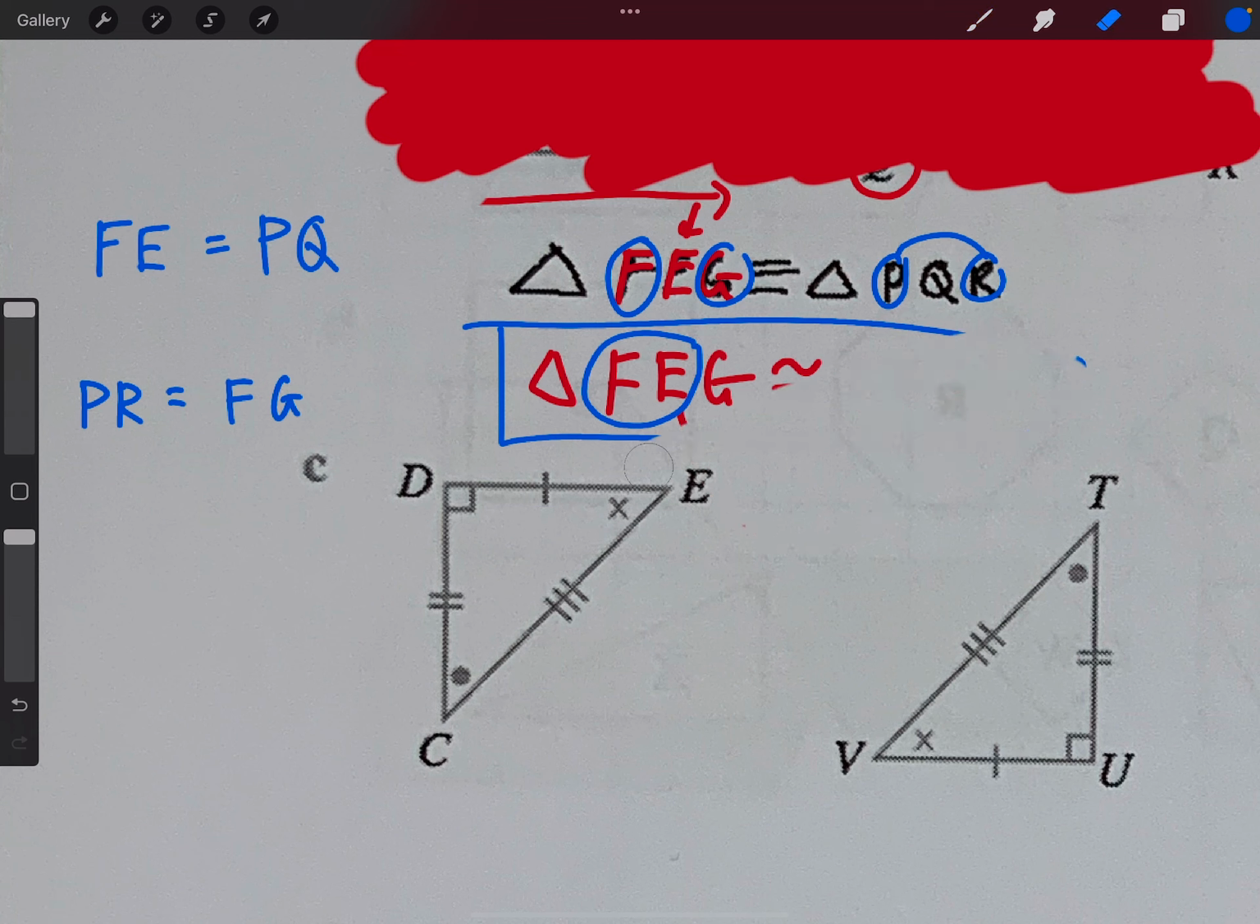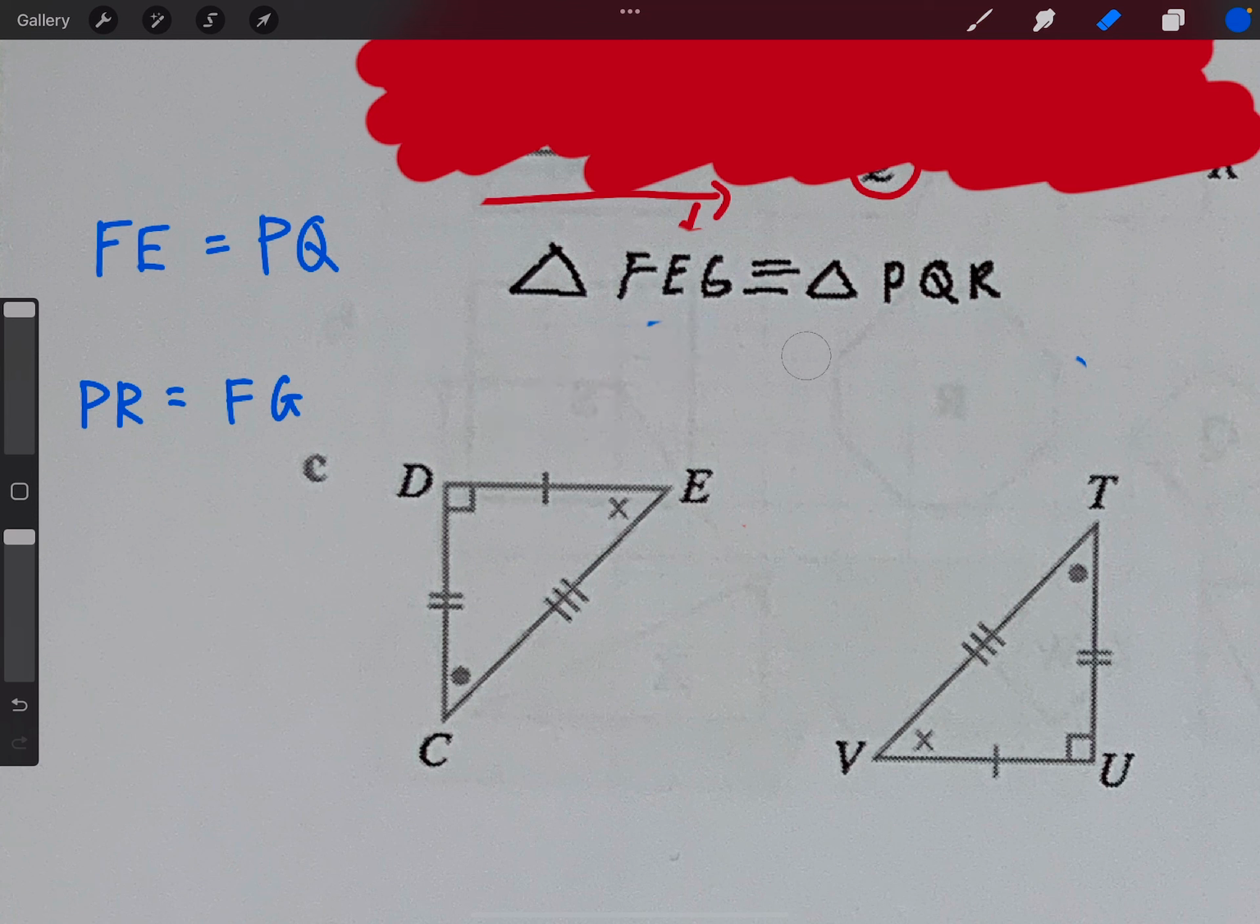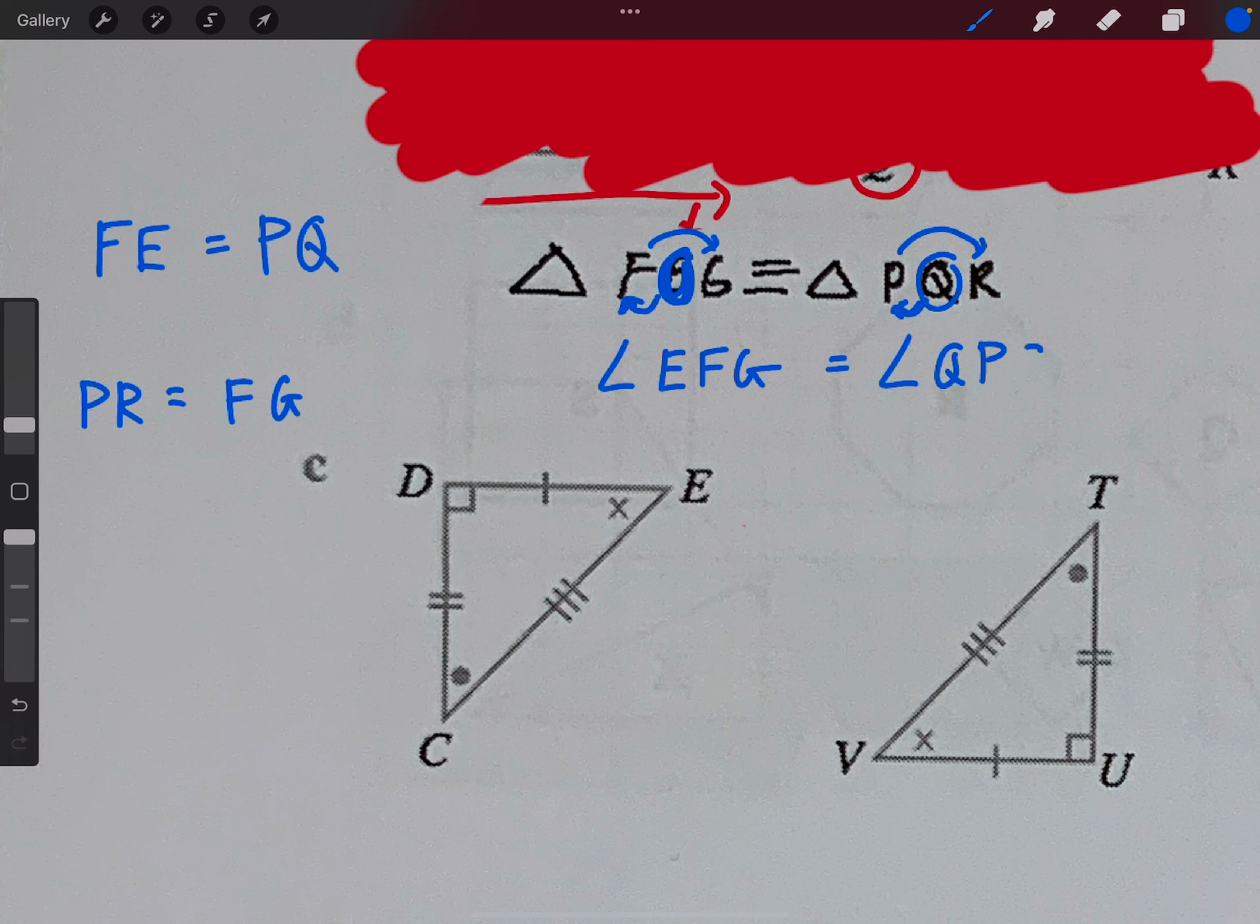Let me rub this out here. Too much confusion. For example, if I said the angle EFG, now what angle does that equal in the second triangle? So we start from E, we go to F, so the F is the middle one, right? So we start from Q, so we write the angle. We start from Q, we go to P, because in this one we go to F, so this one we go to P, and then we go to G, so then we go to R. So I can say angle QPR.